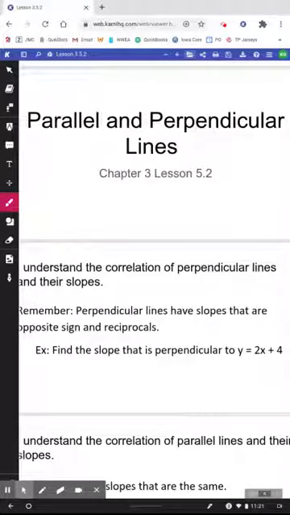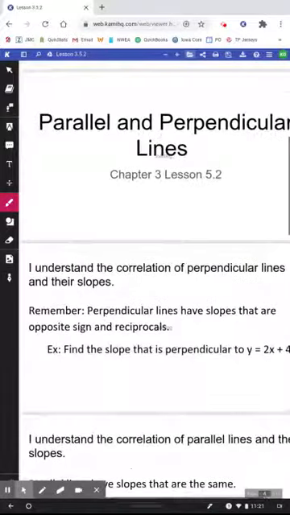Okay, Chapter 3, Lesson 5, Part 2, Parallel and Perpendicular Lines. Remember the correlation of perpendicular lines and their slopes? Perpendicular lines have slopes that are opposite sign and reciprocal, which means flip fraction.